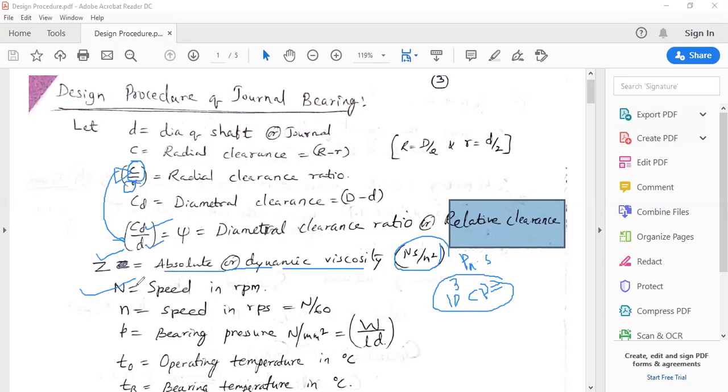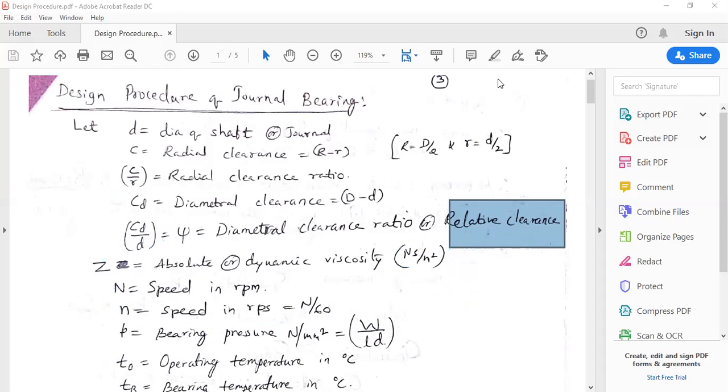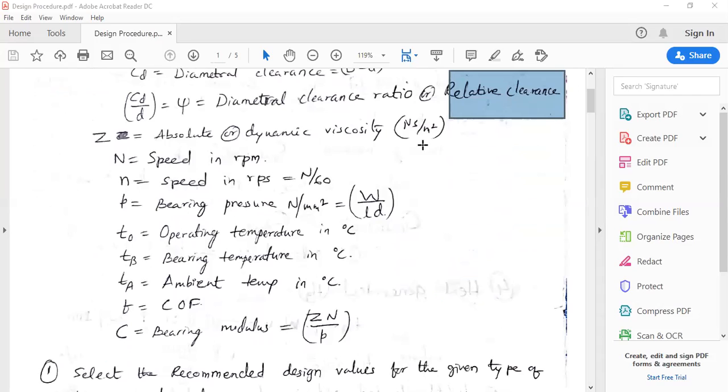And lowercase n is the rpm speed, which is converted from rpm to rps, that is nothing but n by 60. And the bearing pressure p is W by l into d. t0 is the operating temperature or the working temperature, tb is the bearing temperature, and Ta is the ambient temperature, or we can say the room temperature, which is around 25 to 30 degrees centigrade. And f is mu, the coefficient of friction.